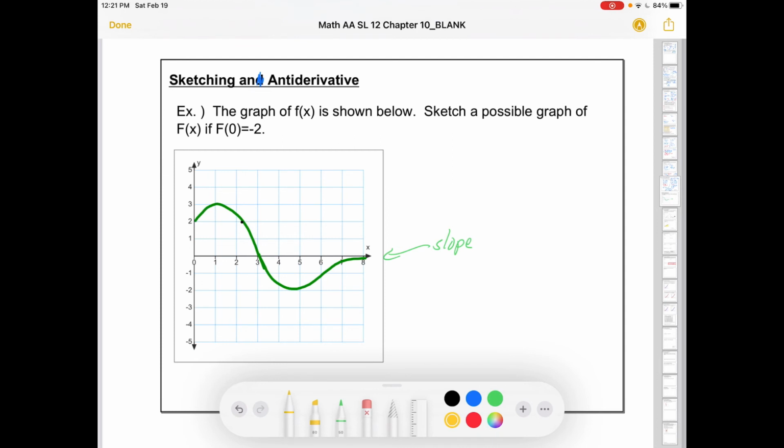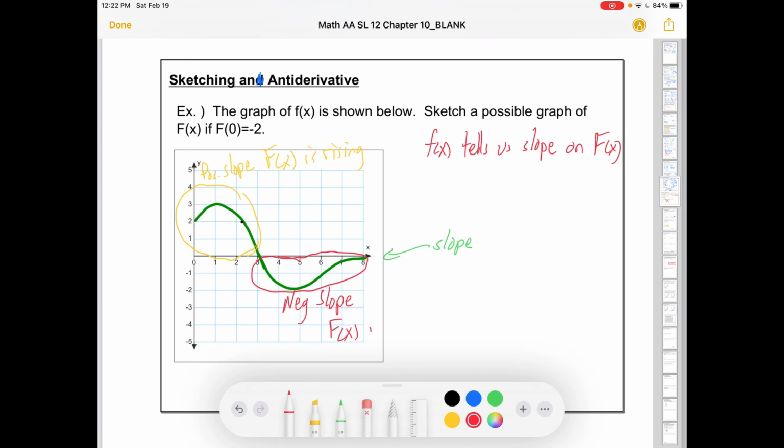So let's catalog these sort of regions here. All throughout this part, up until about x is equal to 3, we have positive slopes. So the antiderivative is rising. And all over these parts, because f is going to tell, let's write this down. F tells us slope on the antiderivative. Here we've got negative slope on the antiderivative. So f is decreasing.